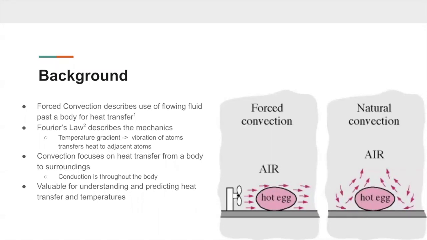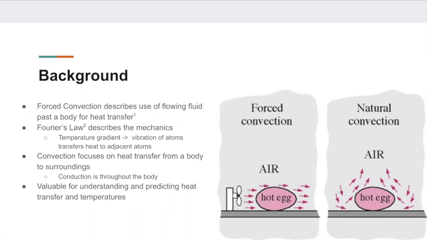So for background, forced convection describes the form of heat transfer between a body and its surroundings that is caused by the bulk motion of fluid flowing past the body. In the diagram on the right, you can see that's in contrast with natural convection, where there is natural mixing caused by the change in density as the surrounding fluid changes temperature. In forced convection, the fluid is forced to flow, and this increases the rate at which heat transfer occurs because there is far more motion occurring past the object.